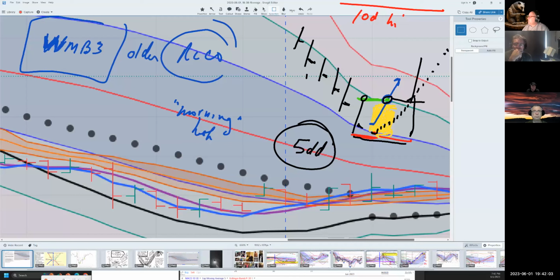But we noticed that, look, dude, look at that move intraday. I'm sitting here waiting to buy it at 22, and I could have bought it here at 20 with a 20-cent risk. Because if it violated below the low of the day, I was going to go short on a 5DD.